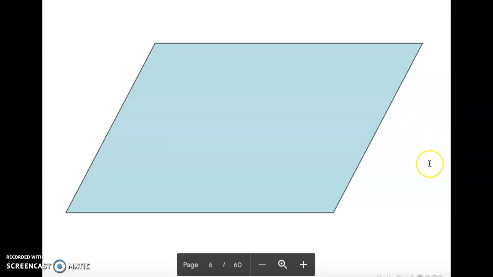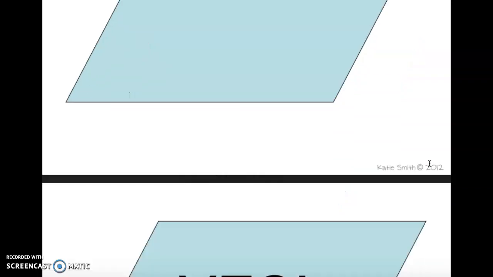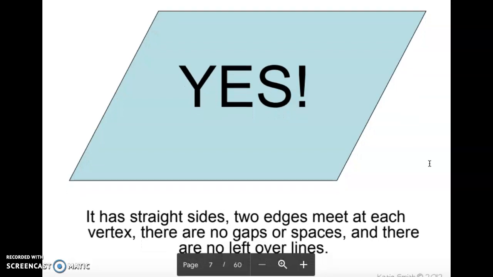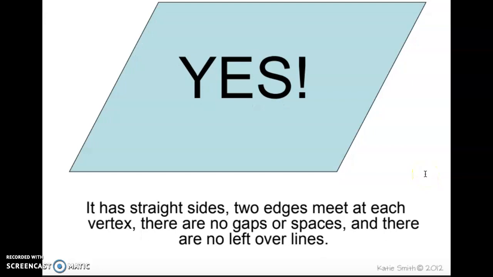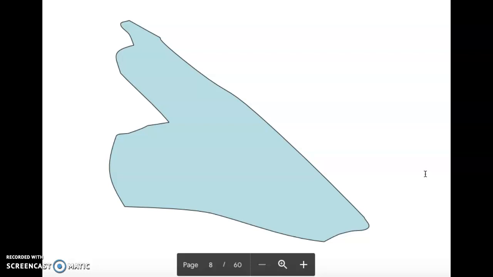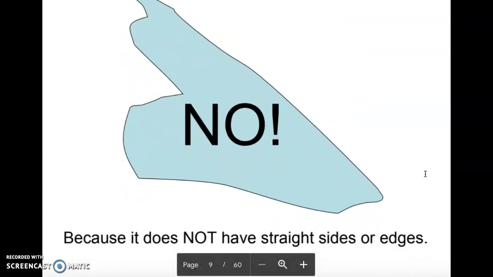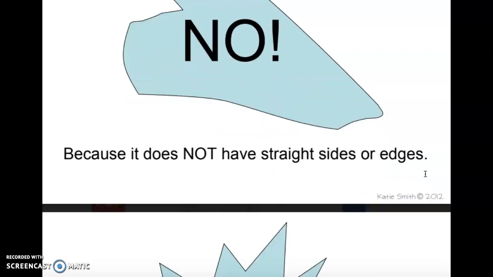The next one, is this a polygon? You have 5 seconds. Yes, it is a polygon because it has straight sides, 2 edges meet at each vertex. These are our vertex, those corners. And there are no gaps or spaces, and there are no leftover lines. All right, the next one, you have 5 seconds. No, this is not a polygon because it does not have straight sides or edges.